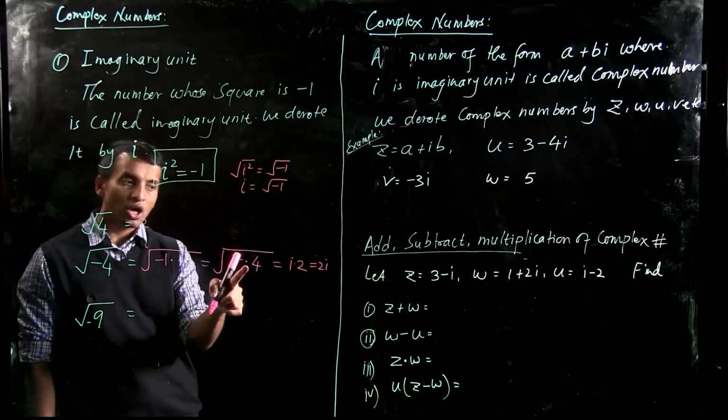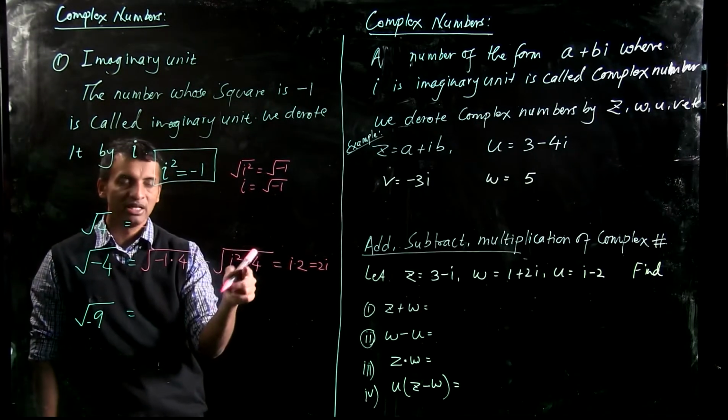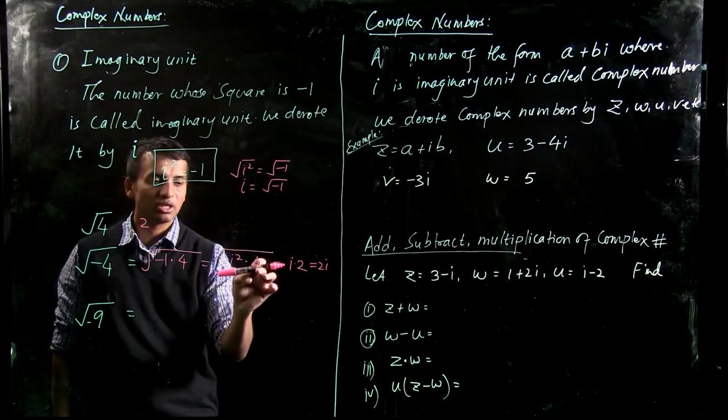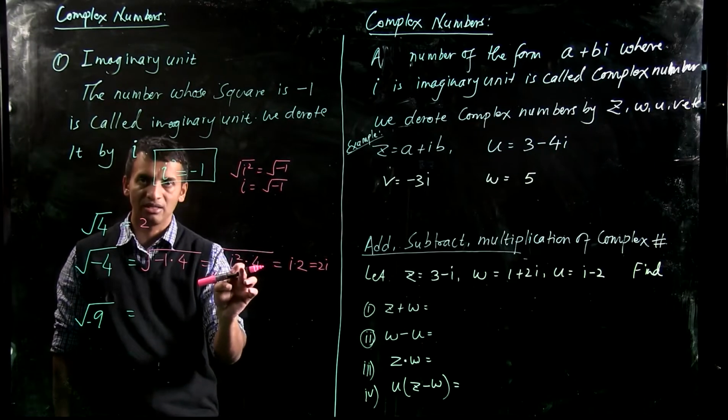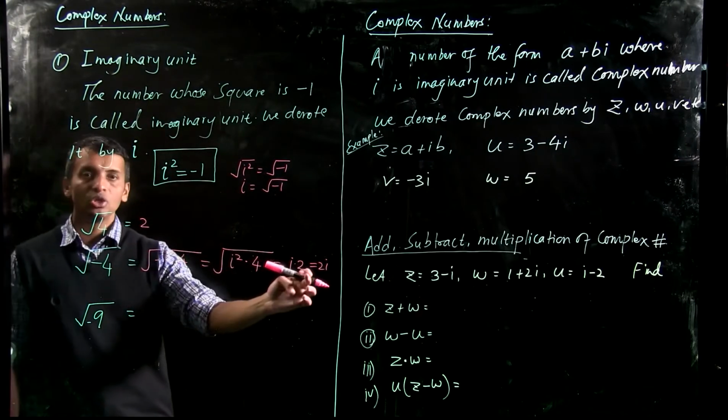Note that if there was a plus, you cannot split it like that. You cannot write it separately if there was a plus. If there is a product, you can distribute the square root to i squared separately and 4 separately, and then write the product sign in the middle. That's how it works. So the square root of -4 is 2i.